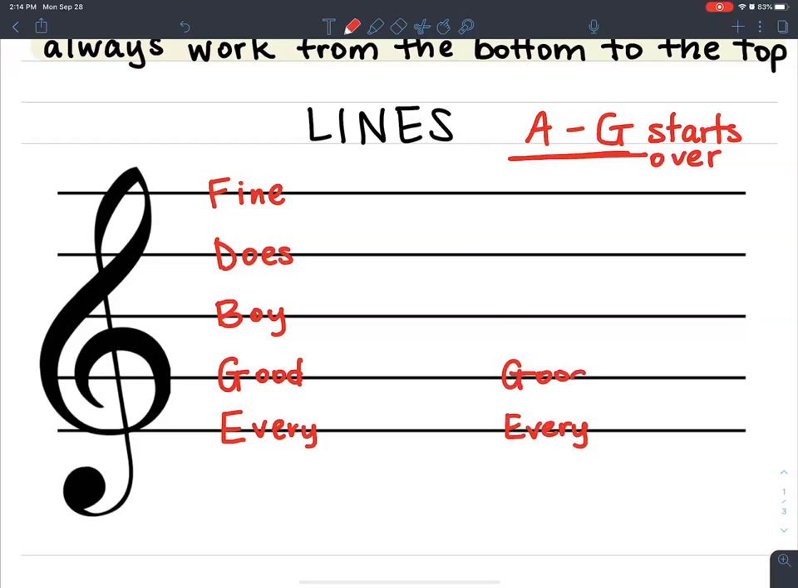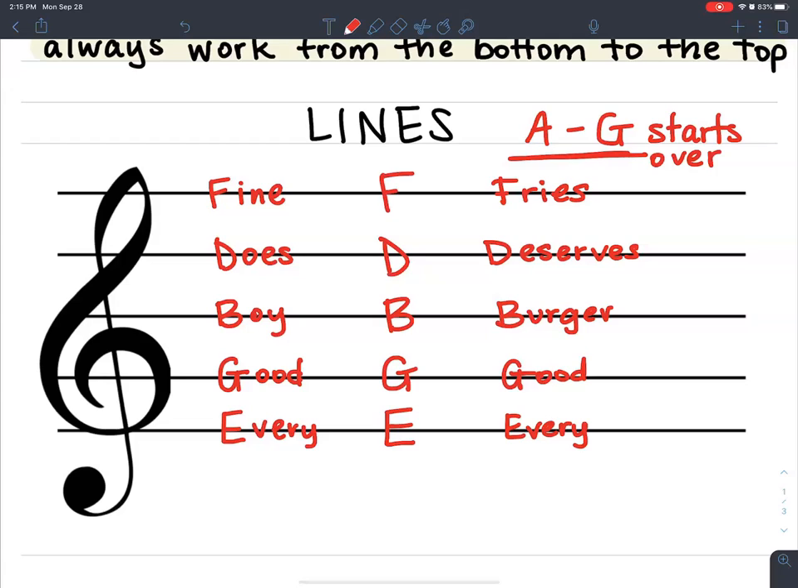I've also seen Every Good Burger Deserves Fries. That's another really common one. And that one seems to be a little bit easier for some people to remember, right? Every Good Burger Deserves Fries. Okay? As long as you can remember that our lines are E, G, B, D, and F.